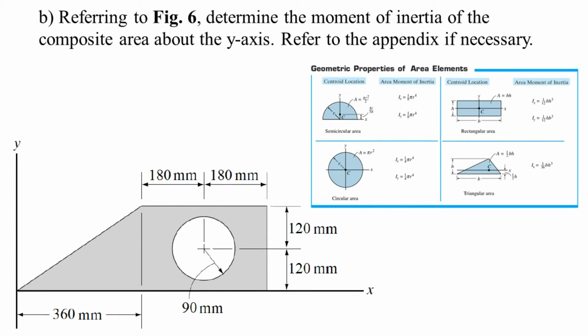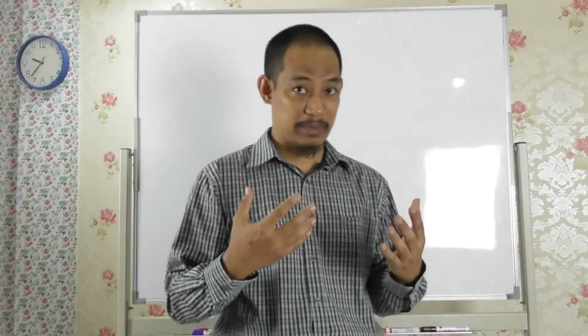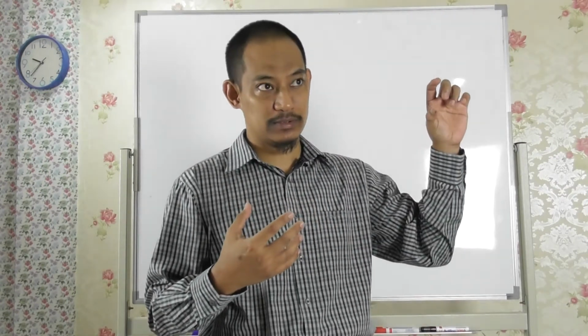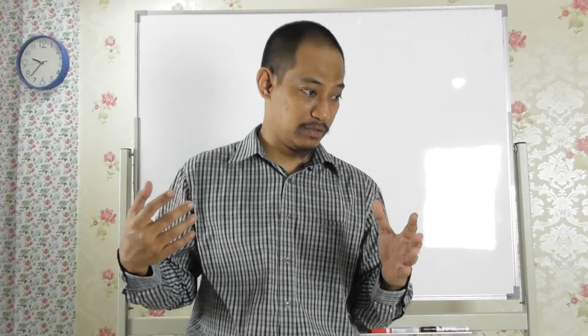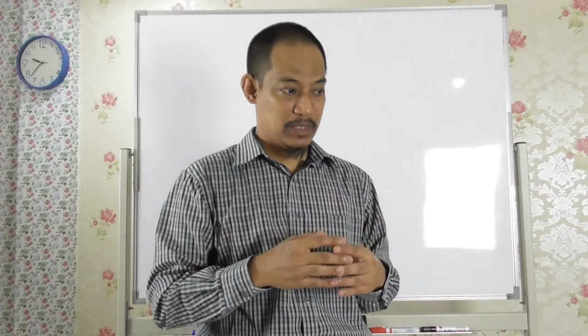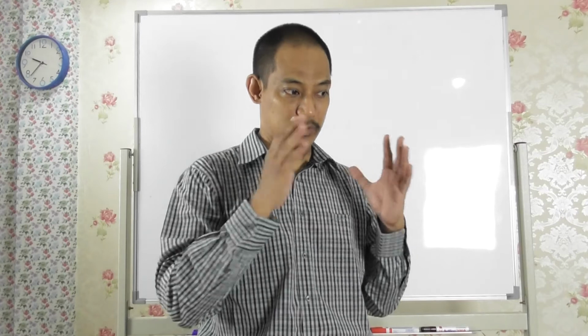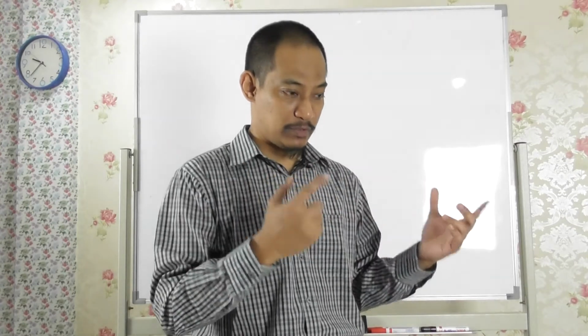Okay, in this question we have on the bottom left the diagram of the area. So we have a combination of a triangle, a rectangular, and a circle hole there. The question says, referring to the figure, determine the moment of inertia of the composite area about y-axis. Refer to the appendix if necessary. So actually in the original question paper, the question is only just the statement of the question and then the diagram, and then at the back you have the appendix of the table shown there on the right side, right? So in the slide, I put everything there, right? So you have the table, you have the question, right?